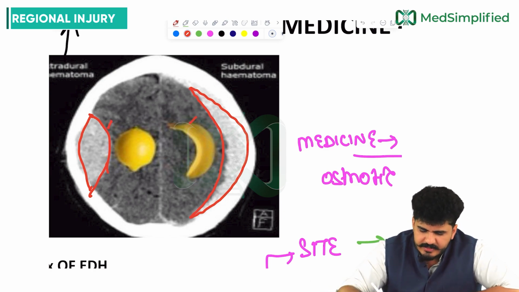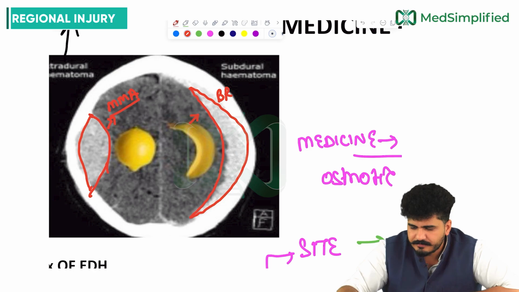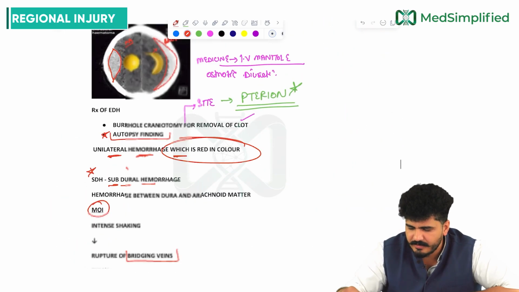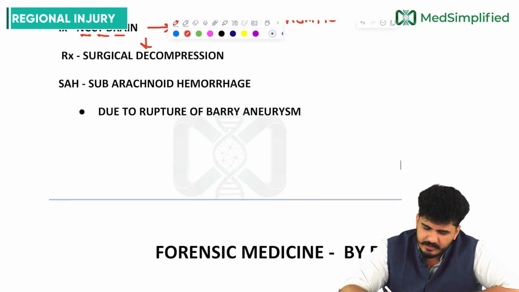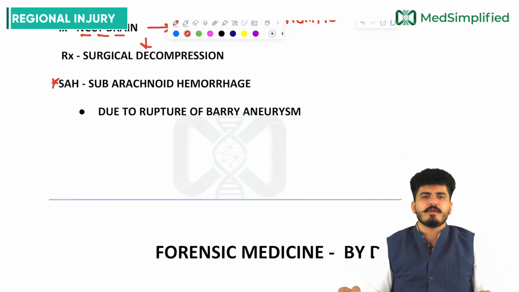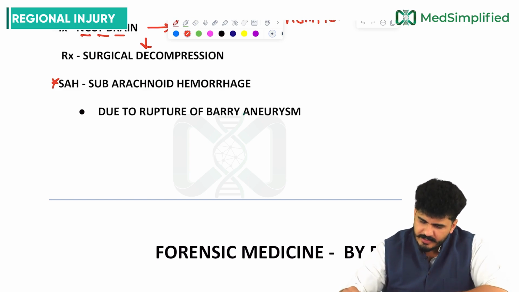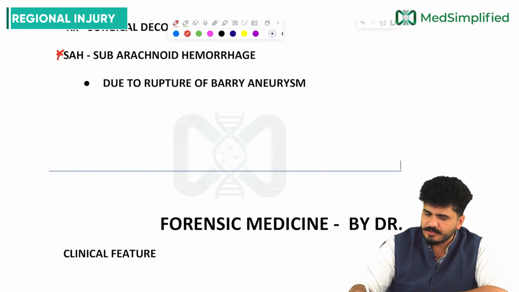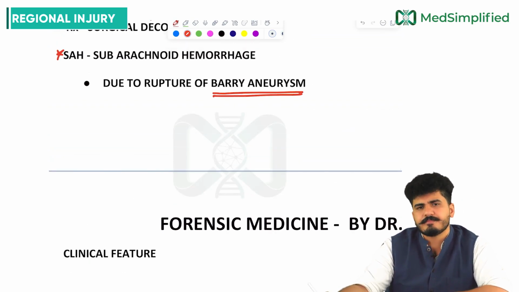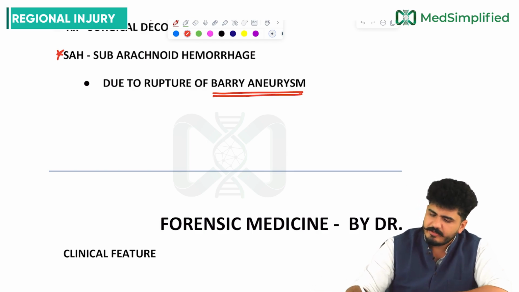This type of hemorrhage is happening because of the bridging vein, my dear friends. Now coming to the next one. Next is subarachnoid, the third type of hemorrhage we are going to study, sir. Subarachnoid hemorrhage: there will be a rupture of a berry aneurysm. This berry aneurysm is near the circle of Willis.